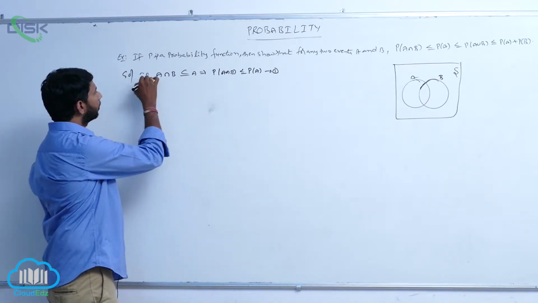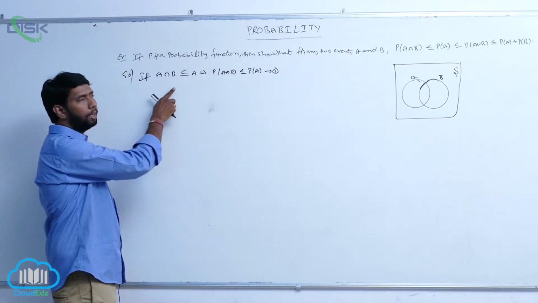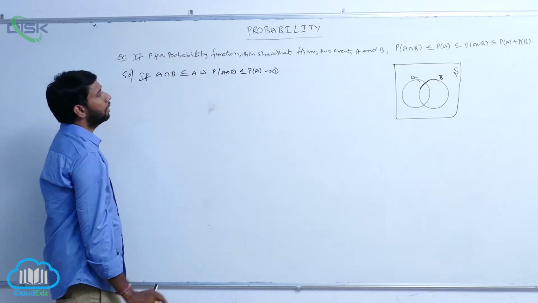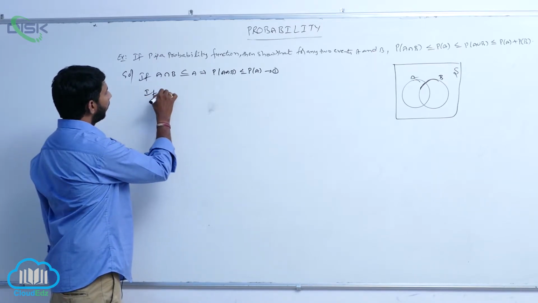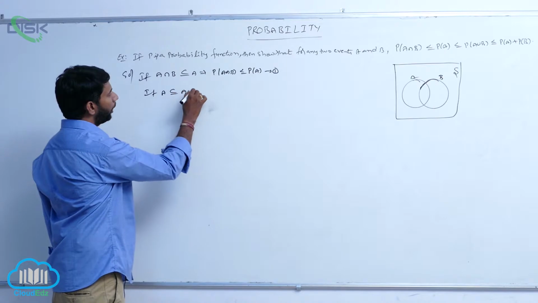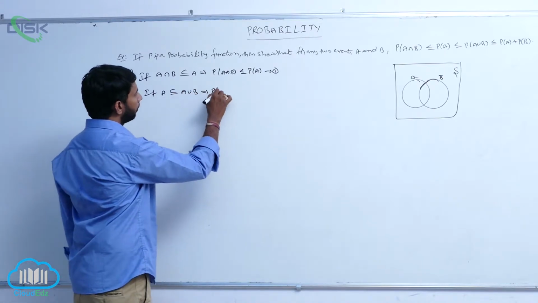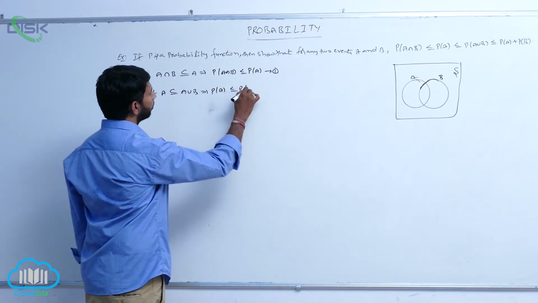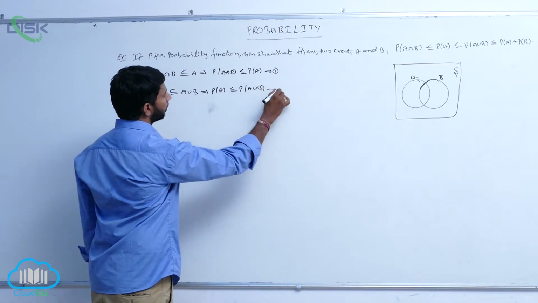Next, A is a subset of or equal to A union B, it implies P of A is less than or equal to P of A union B. This is condition number 2.